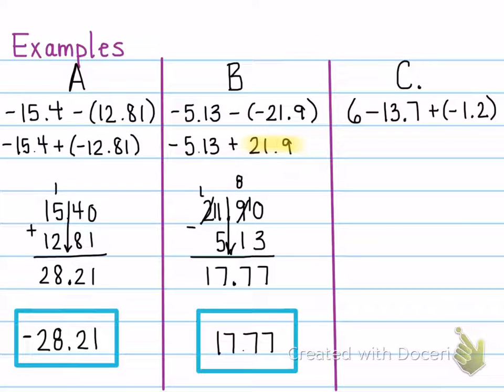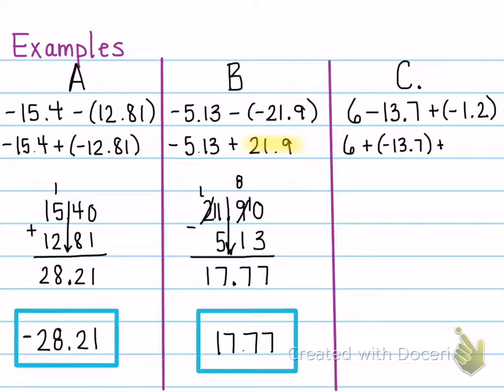All right, looking at example 3, I have 3 numbers in here. Try this out yourself and see how you did. All right, so when I'm looking at this example, I notice that there really is only one subtraction. So that is the only one I'm going to change in this problem before I start solving. So if I rewrite it, I have 6. The minus becomes a plus, and 13.7 is going to become -13.7.